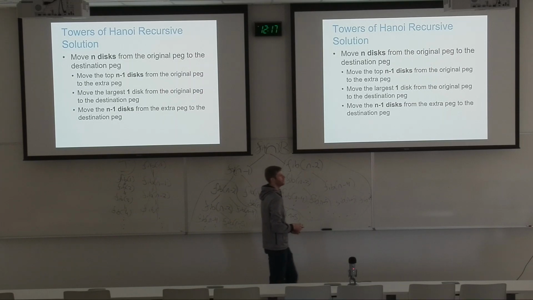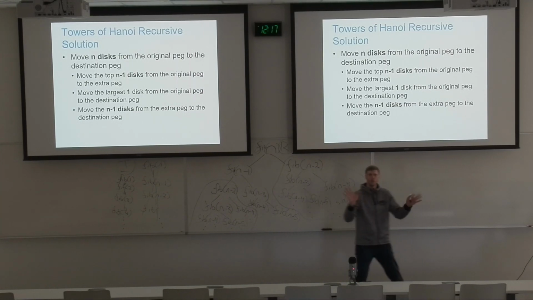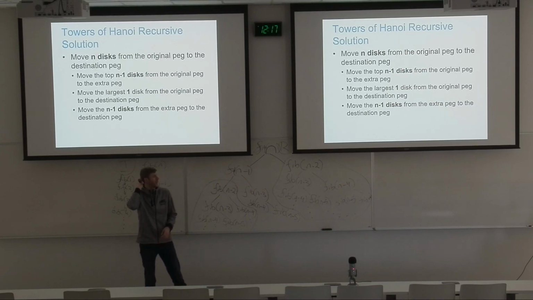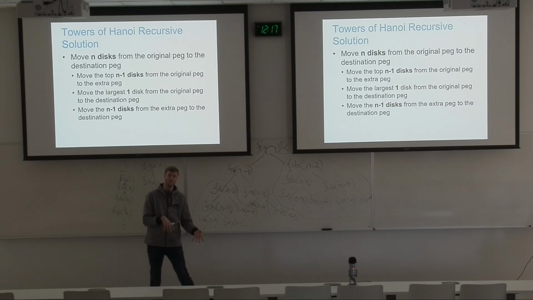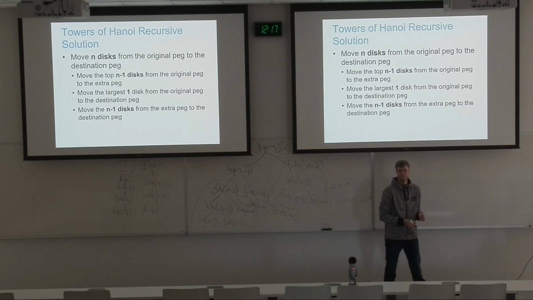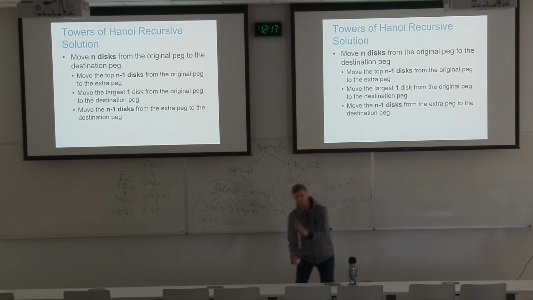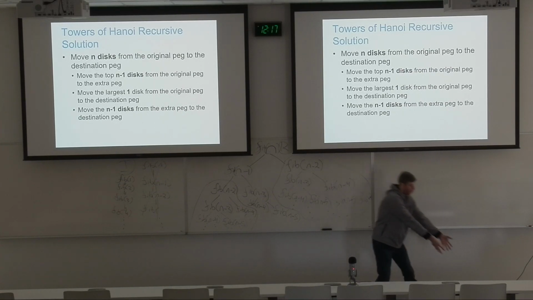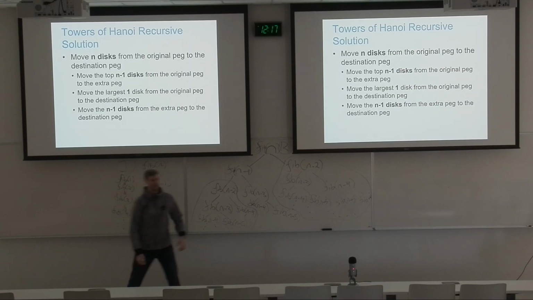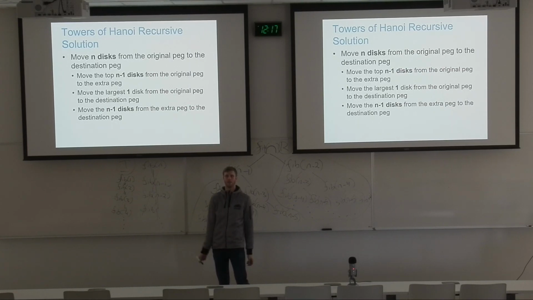Same idea here. If I need to move n disks from the original peg to the destination peg, here's all I have to do. Move the top n minus 1 disks from the original peg to the middle peg, the extra one. Here's what I mean. All the disks here, okay? Move the top n minus 1 here. Move the biggest 1 disk here. And then move the n minus 1 from here to there. That's it. It's easy, right?